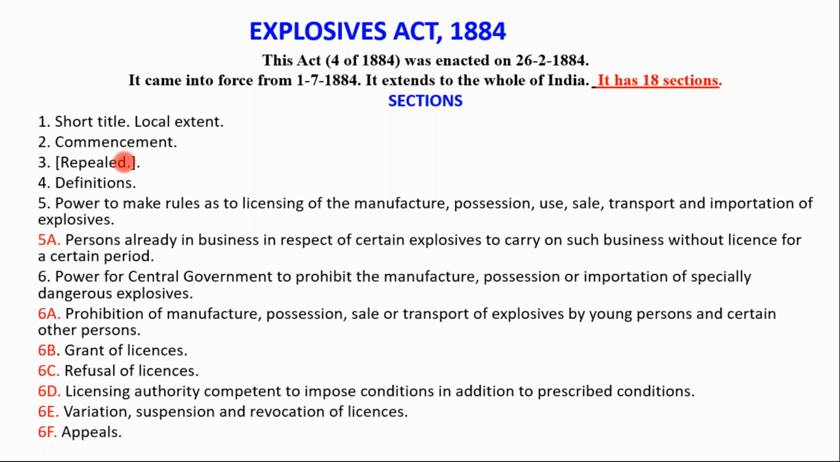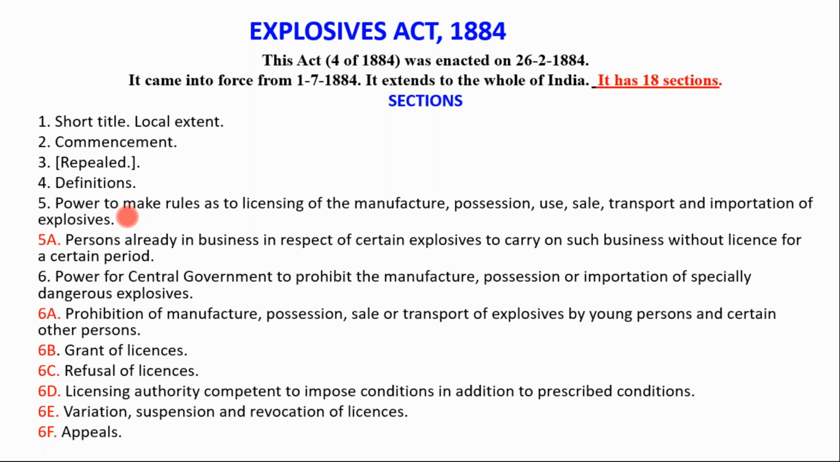Now this third section is cancelled. Then the fourth one is definitions. Then power to make rules as to licensing of the manufacture, possession, use, sale, transport, and importation of explosives. This is one of the important sections where powers are given to a particular person or organization for getting the license, and this license can be used to manufacture, possess, use, sell, transport, and import these explosives.